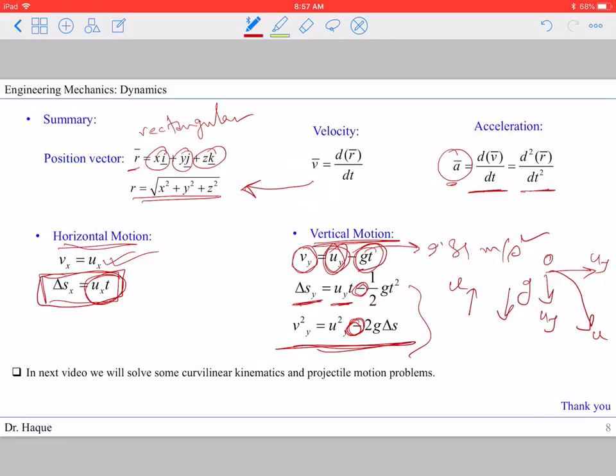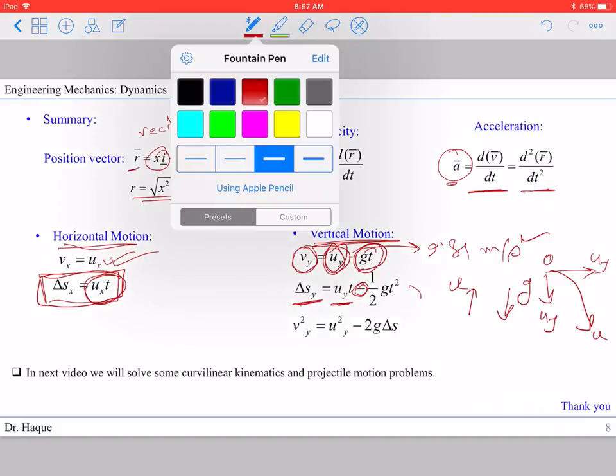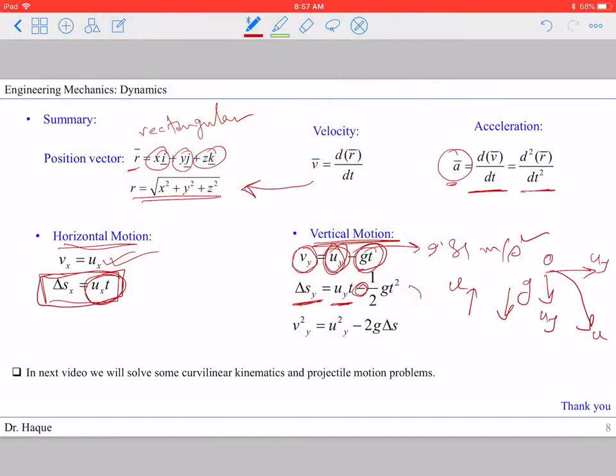And the final form of the velocity equation is vy squared equals the y component of the initial velocity squared minus 2g delta s in the y direction.